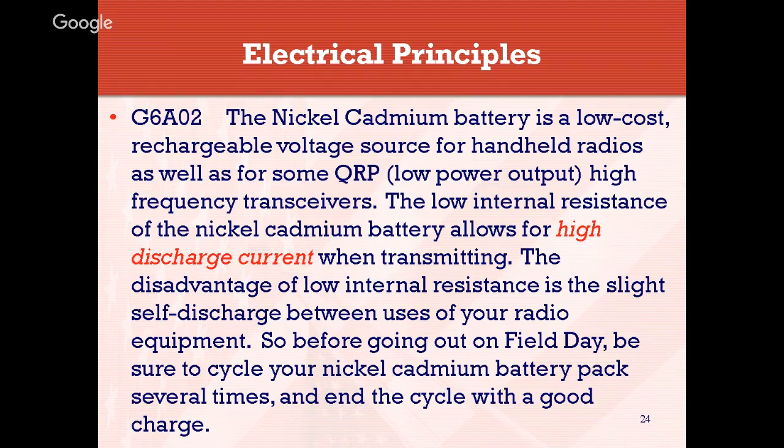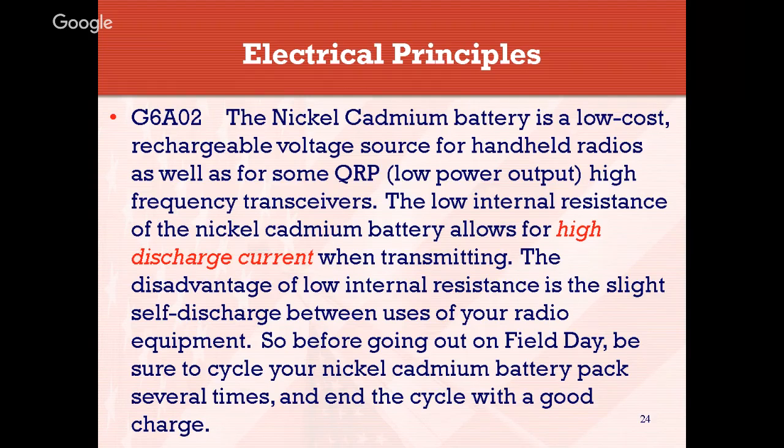One thing to note about NiCad batteries is that they have a propensity to develop a memory. And what I mean by that is if you start out with a fully charged NiCad battery pack, and you have it in your radio and you go out and you transmit and you're using your radio, and maybe at the end of the day you've probably discharged about half of the nickel cadmium battery charge, and you just throw it on the charger. And you do that a few times.